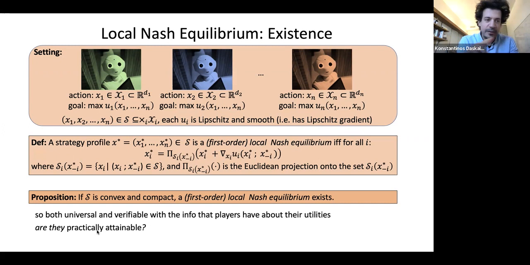The other desideratum, though, was, is it practically attainable? And here there is this suspicion that practitioners are struggling. First order Nash really captures the fixed points of running gradient descent against gradient descent. And we already have this experience that gradient descent struggles to converge in these settings. So is there an explanation of that phenomenon?